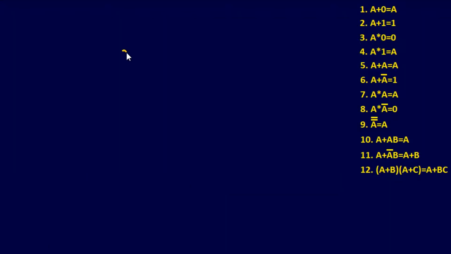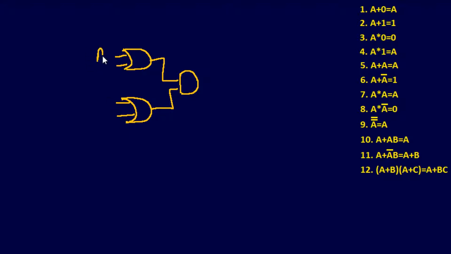Let's go ahead and make 2 OR gates. At least I'm going to try to. One day my handwriting will get better. And let's do 1 AND gate. Now for these inputs we're going to switch it up just a little bit. For this one we're going to say, let's try A, B, and then we'll try A, C.